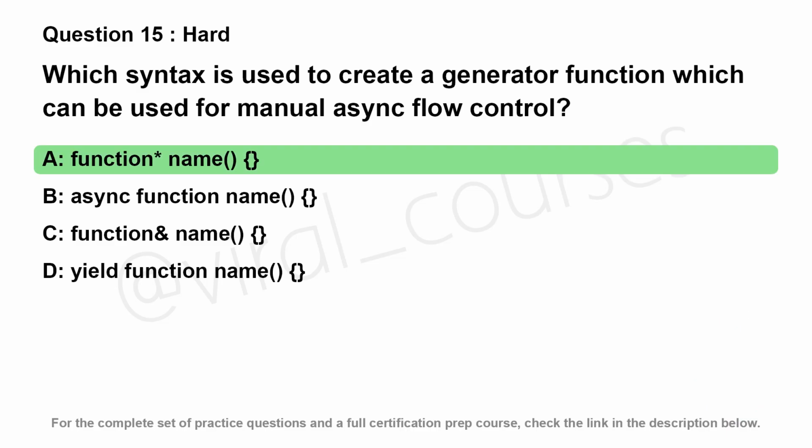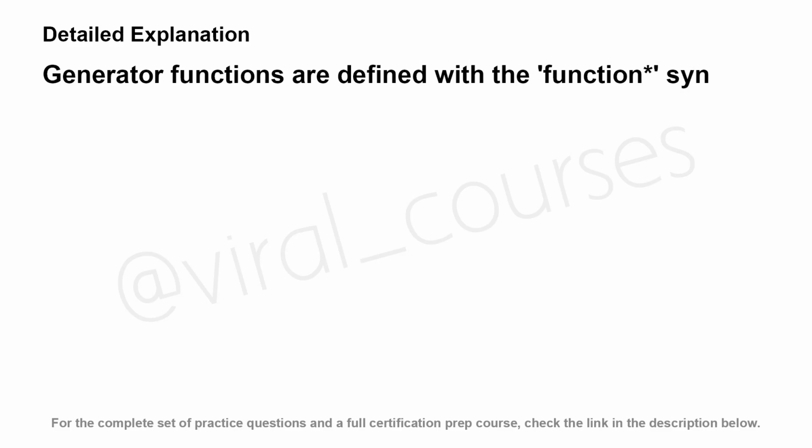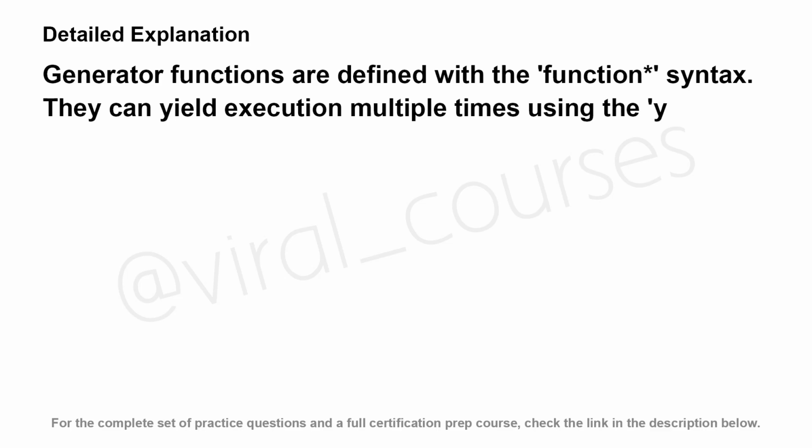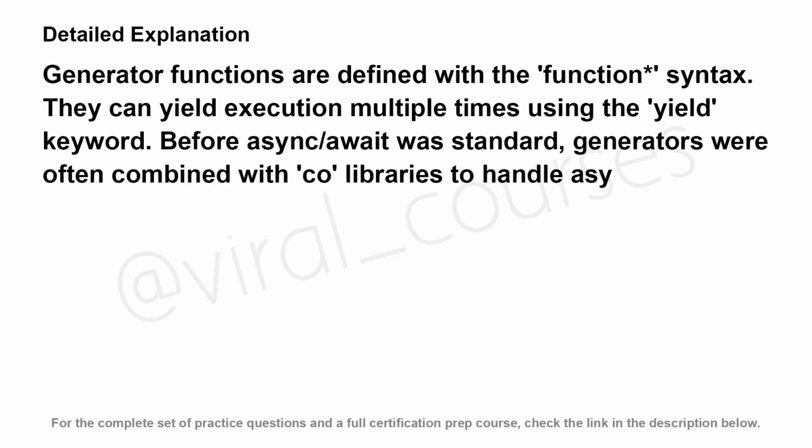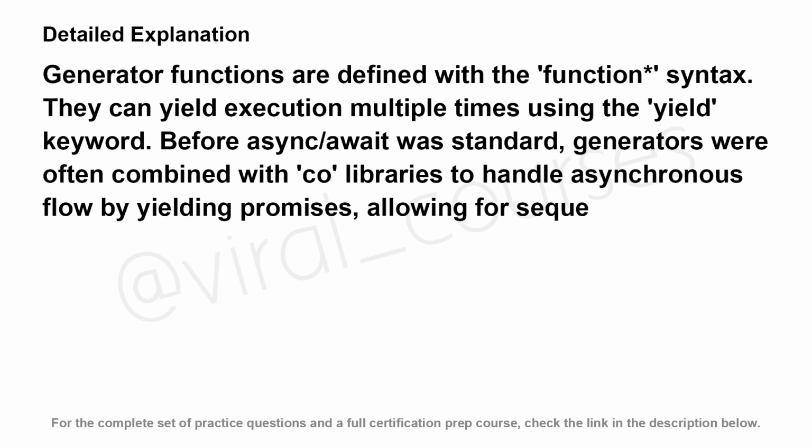The correct answer is A. Generator functions are defined with the function asterisk syntax. They can yield execution multiple times using the yield keyword. Before async/await was standard, generators were often combined with libraries to handle asynchronous flow by yielding promises, allowing for sequential looking async code.